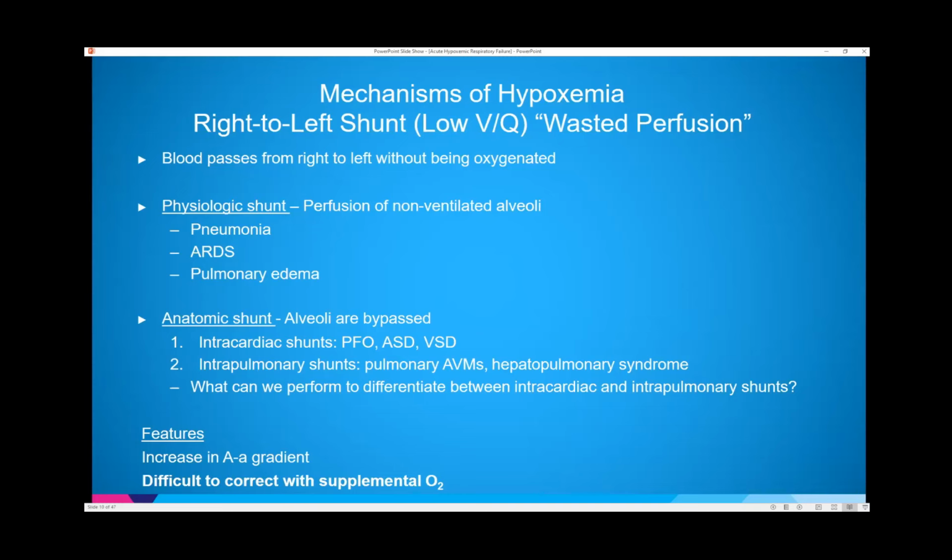Typical features of a shunt: there's an increase in AA gradient, right, as you can imagine, and it's very difficult to correct with supplemental O2. So these are those patients with bad bacterial pneumonias or ARDS, have horrible gas exchange.